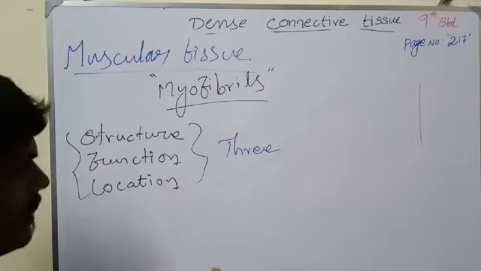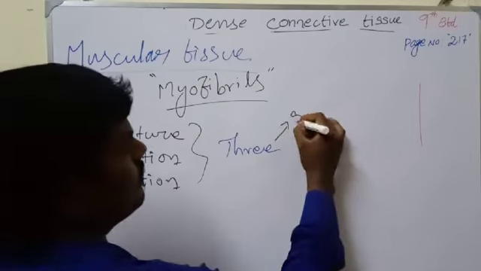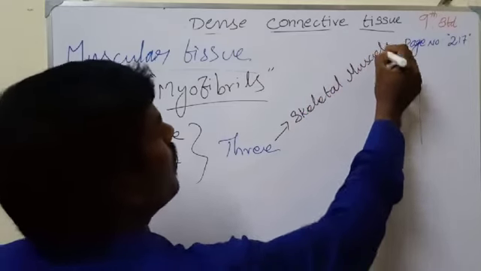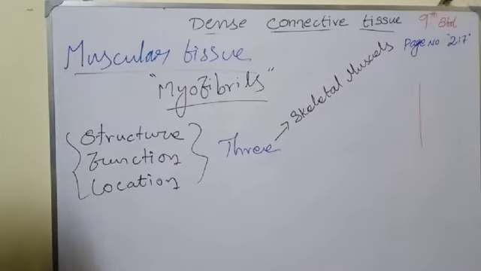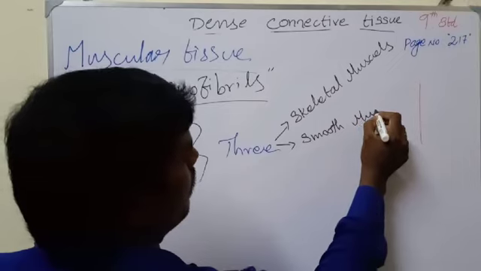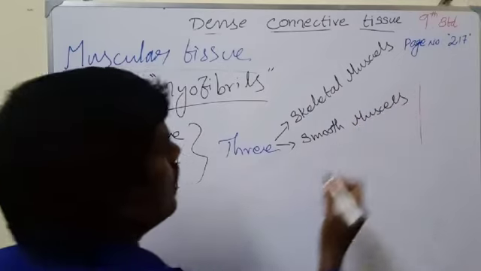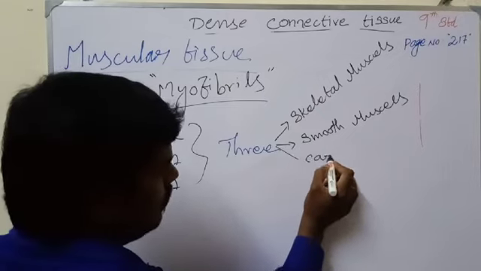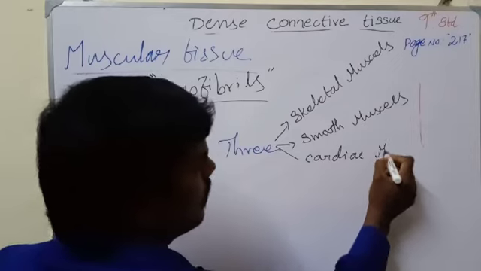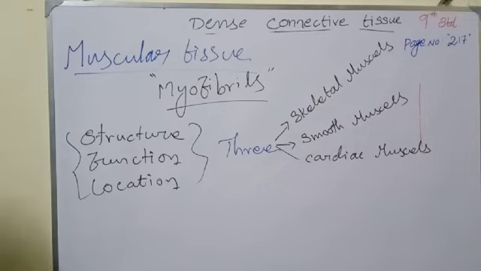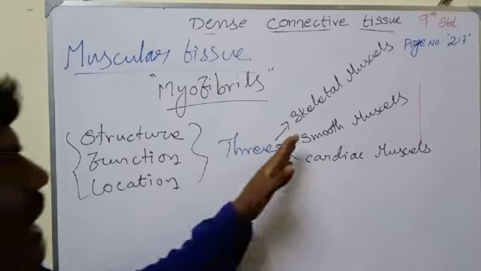What are they? Skeletal muscles, the first one. And second one, smooth muscles. And last one, cardiac muscles.